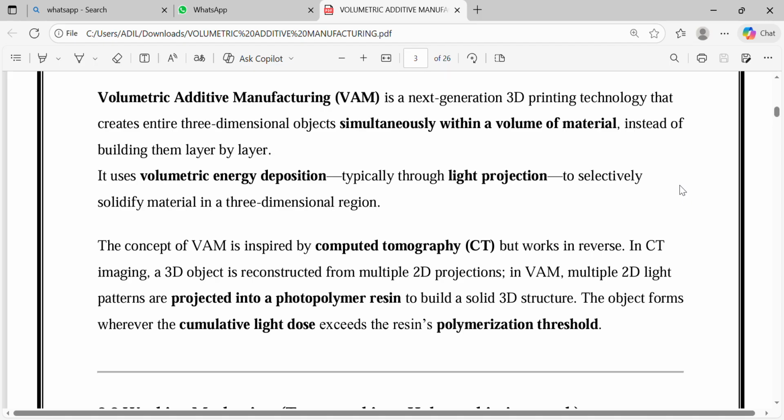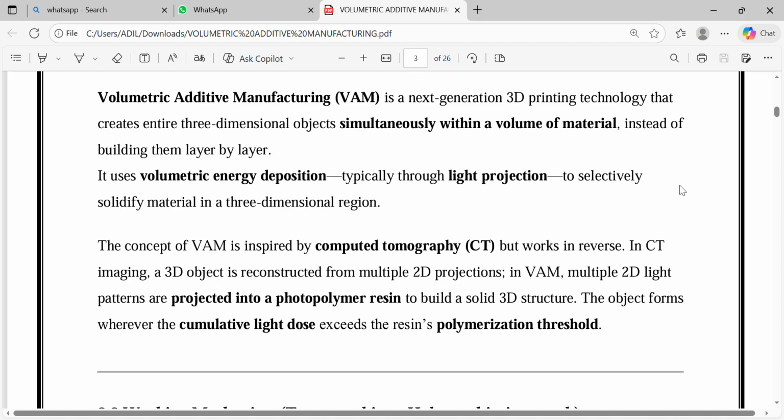It is used in an advanced manufacturing technique, typically through light projections to selectively solidify material in a three-dimensional region. The concept of the VAM is inspired by computed tomography but works in reverse. VAM draws inspiration from CT scans, computed tomography, which reconstructs a 3D image from 2D projections. Volumetric additive manufacturing uses similar principles to project patterned light and solidify resin volumetrically. It enables rapid layerless 3D printing of complex shapes.